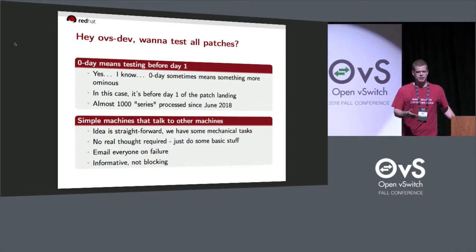So the idea for the robot's very simple, right? We have mechanical tasks that we should execute before accepting a patch in tree. We don't have to really think about them. Do tests pass? Is the code style looking okay? Basic things. Does it even apply to the tree? If those things all pass, then great. If they don't, we email everyone. Sometimes those tests, because they're mechanical, can be wrong. So you should think of the bot as informative, not as a gate. Sometimes it gets things wrong.